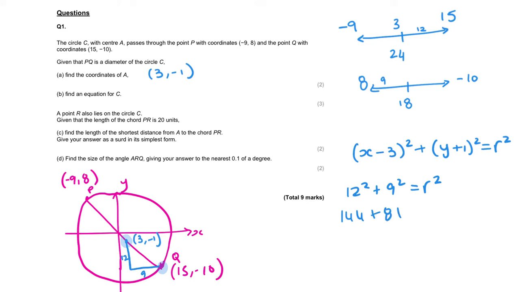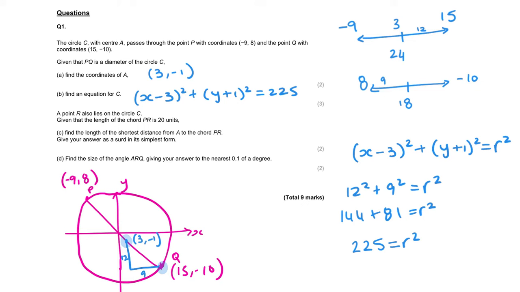144 plus 81 is my radius squared, which is 225. Oh, that's nice, because that means my radius is 15, doesn't it? The square root of 225 is 15. So my equation for the circle is (x minus 3) squared plus (y plus 1) squared equals 225. Remember, it equals my radius squared, okay?